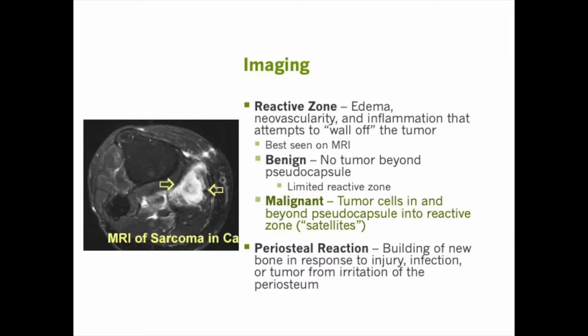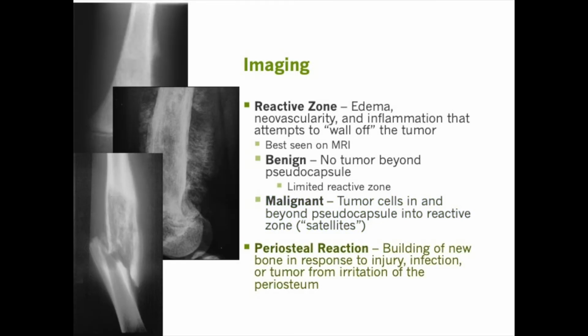There's a limited reactive zone in benign tumors, usually because, again, they tend not to be nearly as aggressive or incite as much of an immune response. Malignant tumors, however, will have an extensive reactive zone, and they will have satellite cells, which is tumor beyond that pseudocapsule, which usually spreads into the reactive zone, which is what the reactive zone is responding to.